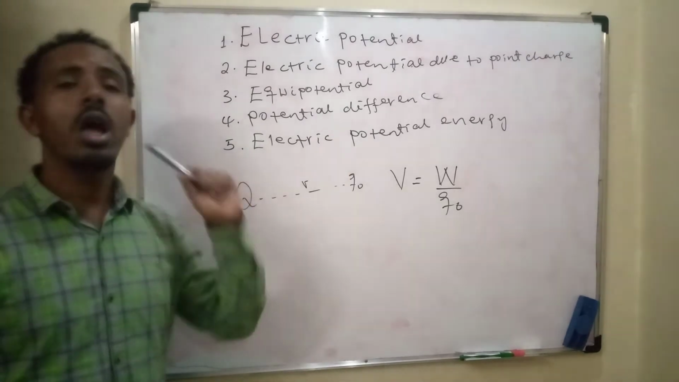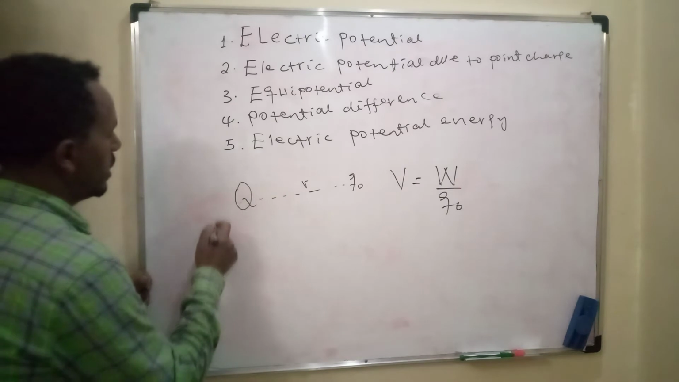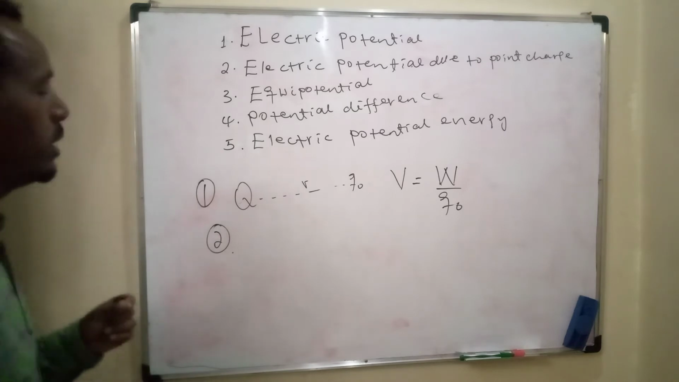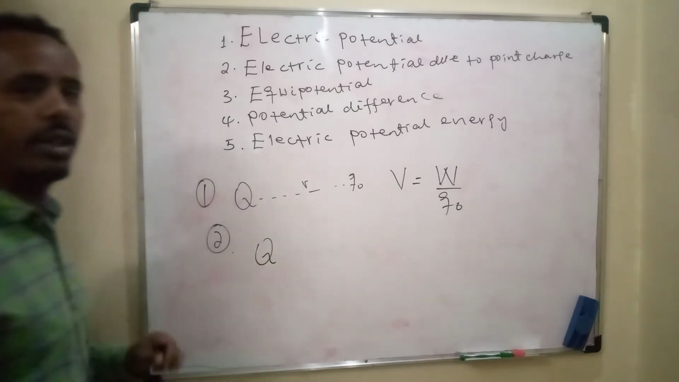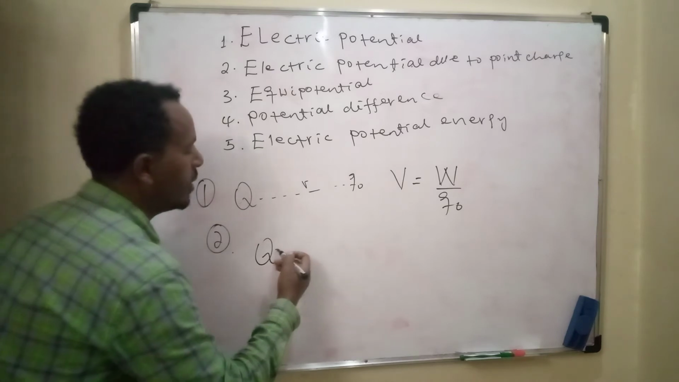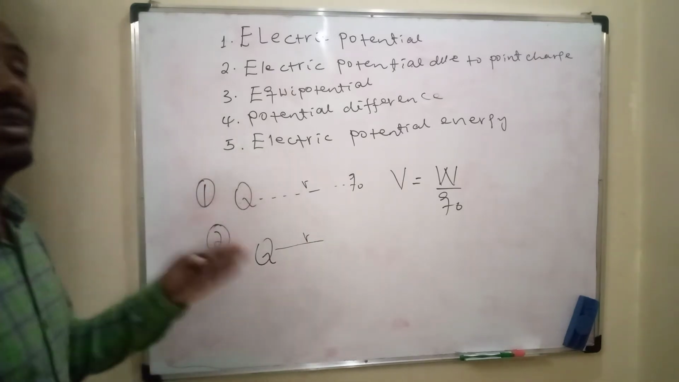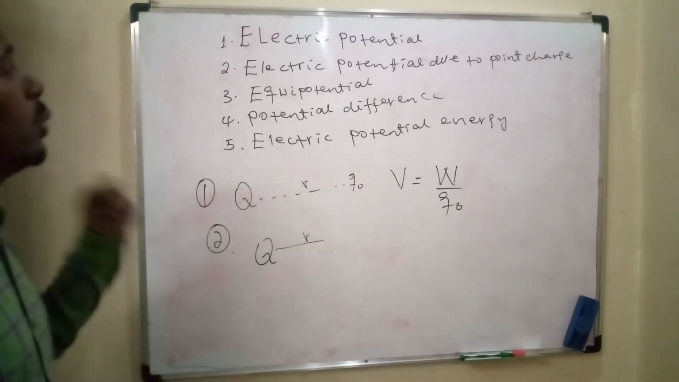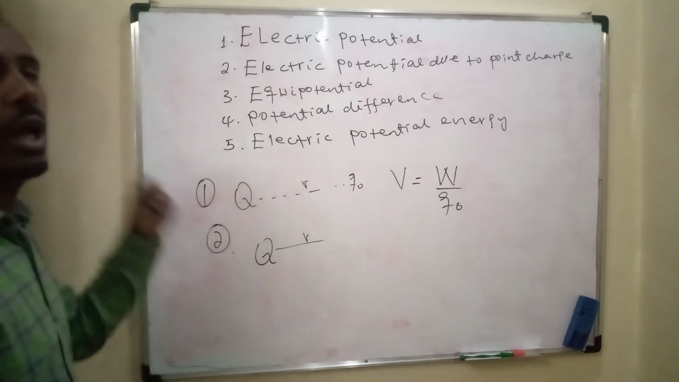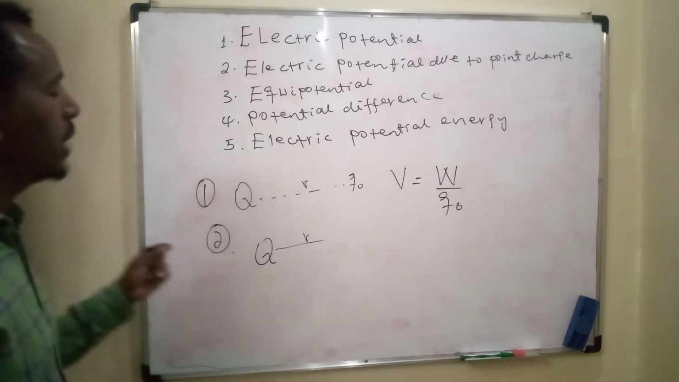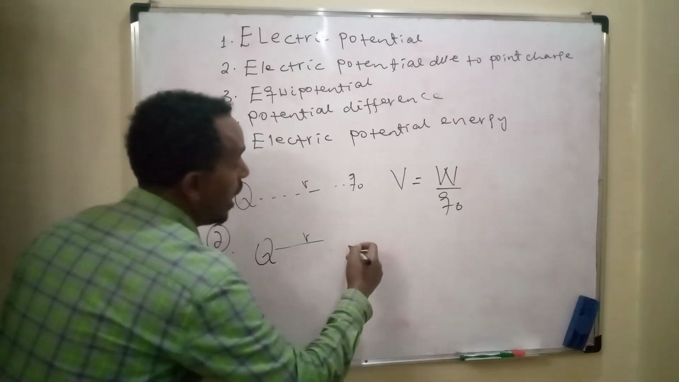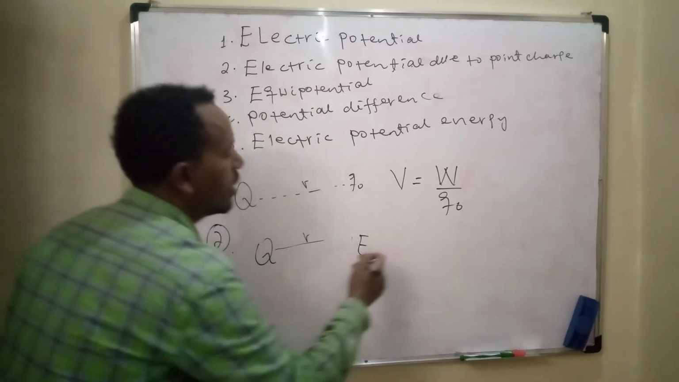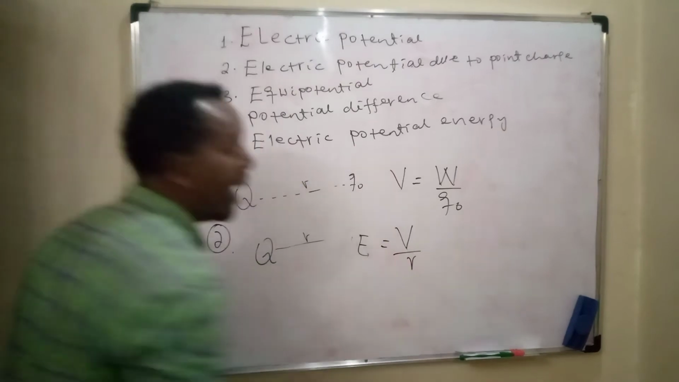Electric potential due to a point charge. This Q is a point charge. Due to this point charge, at a certain distance from this charge, there is a potential. The potential at a certain distance from this charge, which is called absolute potential or the potential due to a point charge, is mathematically expressed as: the electric field strength due to this charge is equal to potential over R.